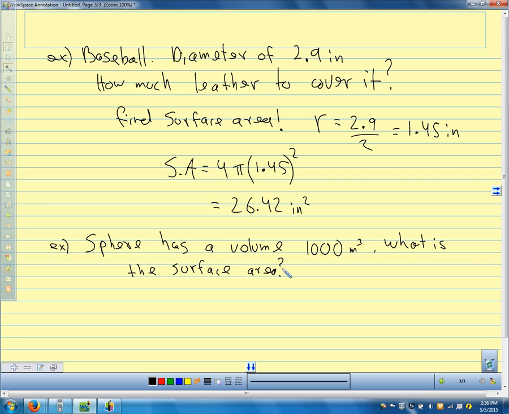So what's the key to a sphere? What do we need to figure out for our formula? The radius. We have to find the radius. So that's our first step. How can we find the radius here?